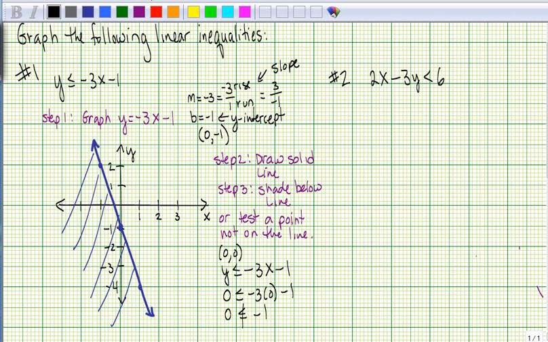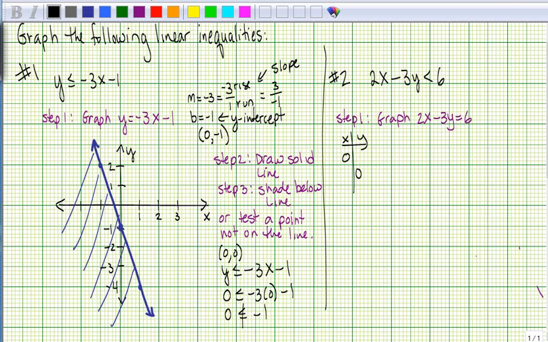Okay, let's try our second one. So let's do step one. You could graph this the same way, solve for y, and use the mx plus b. But just to show you another method, let's graph this using the intercept method.